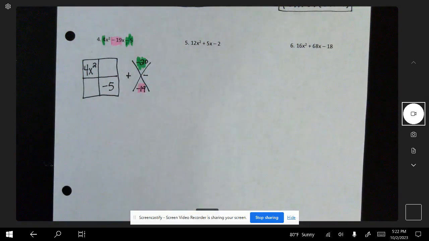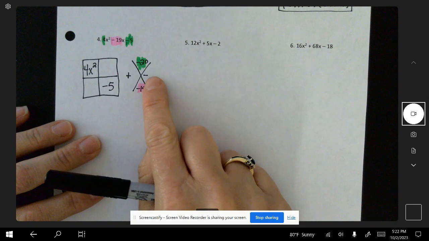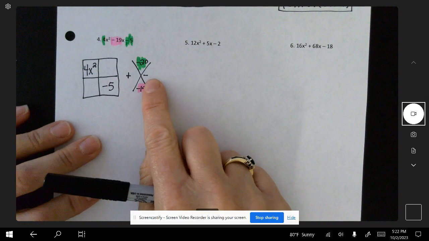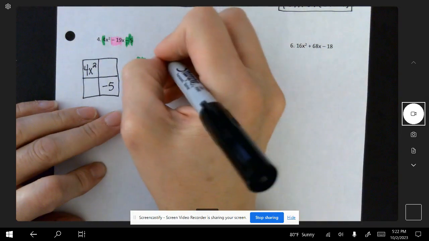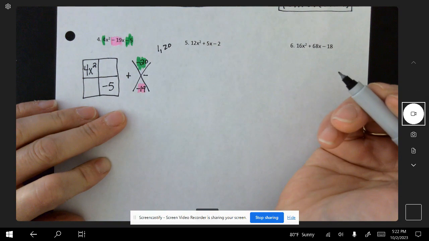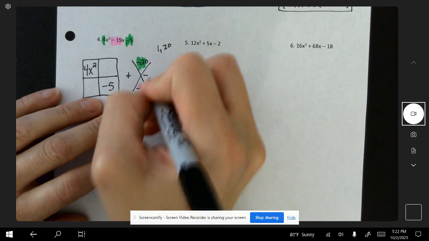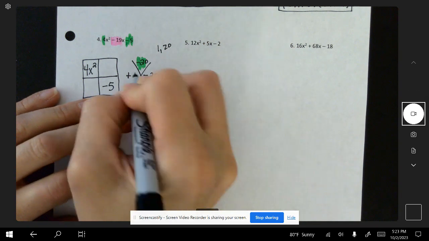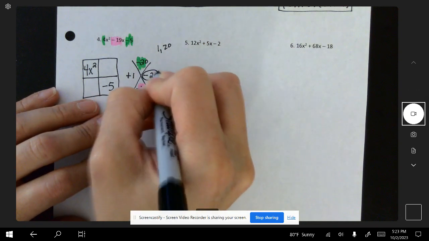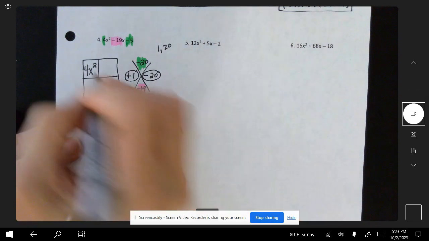Okay? Since this is negative, my bigger number, whatever I come up with, is going to have to be negative. All right, let's start with 1. 1 times 20 is 20, and 20 minus 1 is 19. So that one works. So my bigger number needs to be negative. -20, +1. These are the two numbers we're going to use. Doesn't matter where we put them.